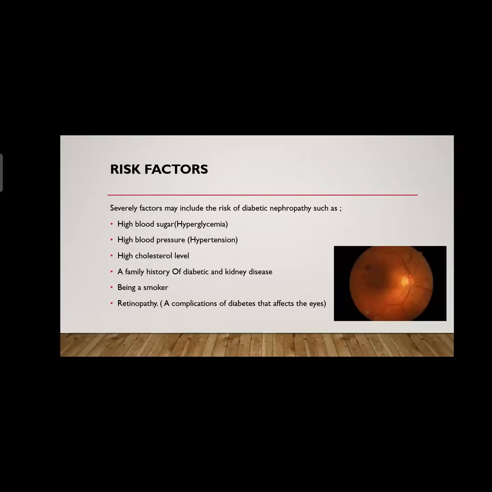Risk factors. Some of the risk factors include hyperglycemia. Why hyperglycemia? Because this is due to the poorly controlled level of sugar. This is the main risk of diabetic nephropathy. Then high blood pressure or hypertension, and high cholesterol level, that means there is a high level of fats in the body, and a family history of diabetes and kidney disease, mainly the genetics that has been passed on.